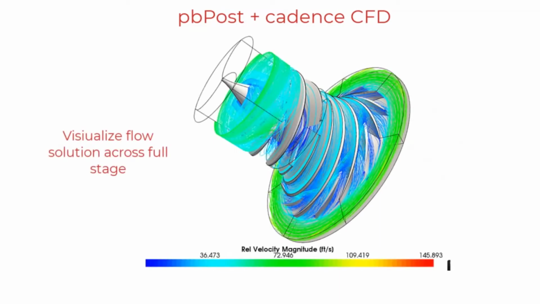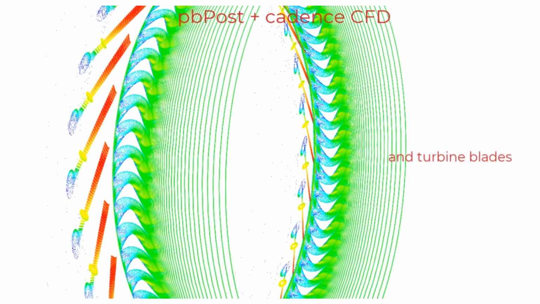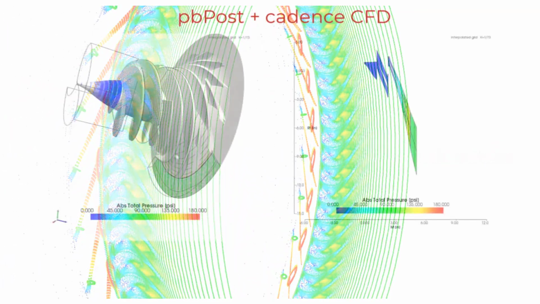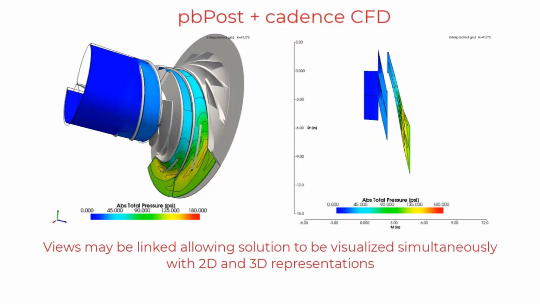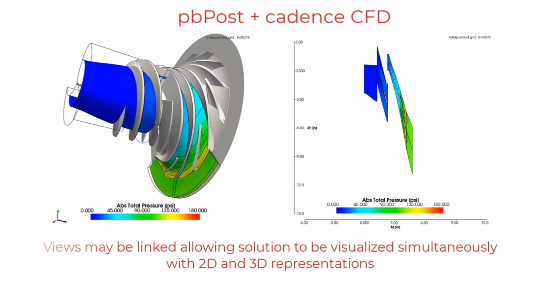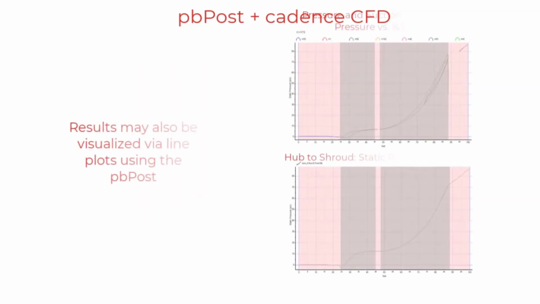Here we can see one of the visualizations of our streamlines through the machine after a CFD has been completed. We can also visualize our results on the turbine side with the nozzles as well as the rotor. We can look at 3D results in conjunction with our 2D results to better visualize the performance of our machine. And lastly, we can look at a number of line plots across many different design parameters.